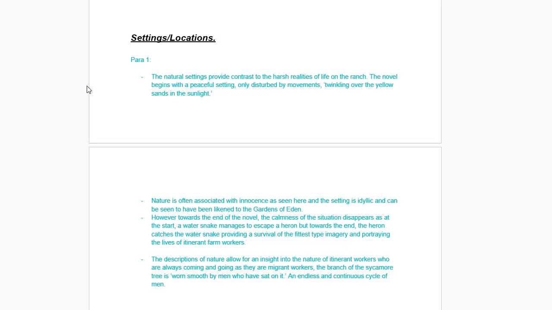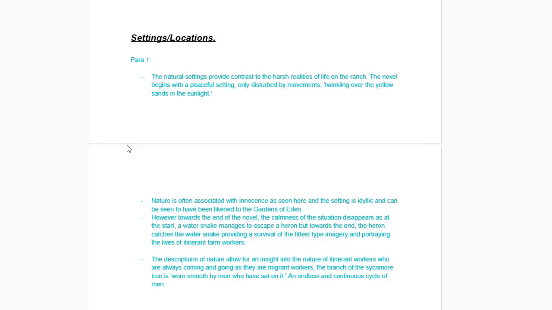So the first paragraph is the natural setting of the ranch, when we see it at the start when George and Lenny are about to enter the ranch, and at the end as well, once Lenny's died. The natural setting of the ranch provides contrast to the harsh realities of life on the ranch. For example, the novel begins with a peaceful setting, only to be disturbed by movement. The initial setting is twinkling over the yellow sands in the sunlight. The only movement you have is a water heron being chased by a snake.